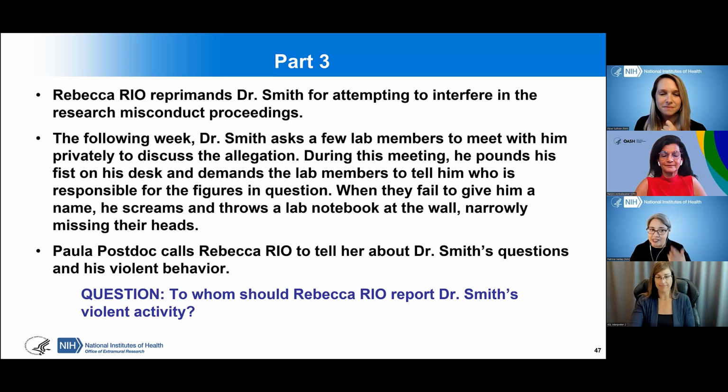Okay, so Rebecca Rio reprimands Dr. Smith for attempting to interfere in the research misconduct proceedings. All right, the following week, Dr. Smith asked a few lab members to meet with him privately to discuss the allegation. During this meeting, he pounds his fist on the desk and demands the lab members tell him who is responsible for the figures in question. When they fail to give him a name, he screams and throws a lab notebook at the wall, narrowly missing their heads. Paula Postdoc calls Rebecca Rio to tell her about Dr. Smith's questions and his violent behavior.